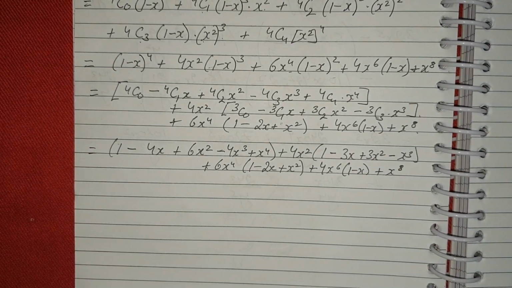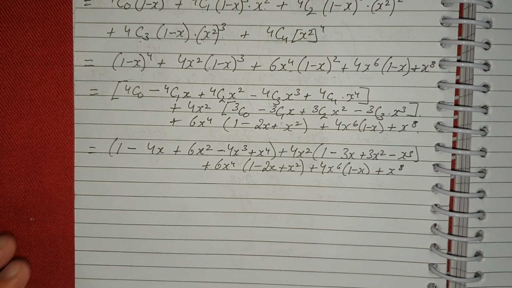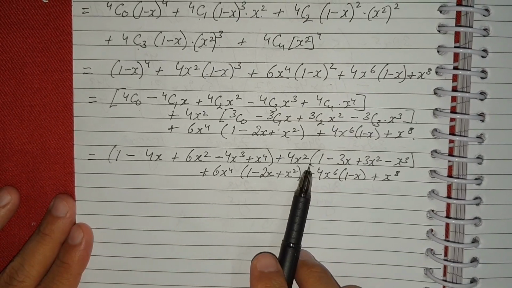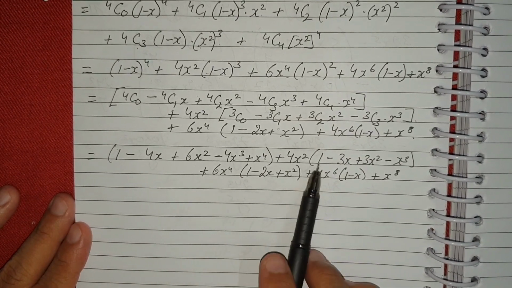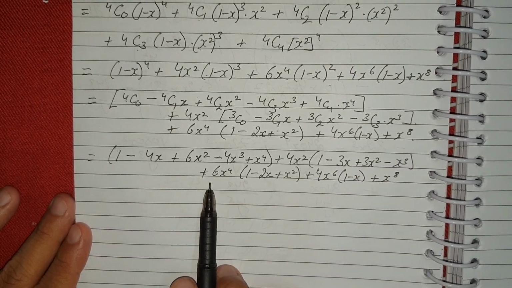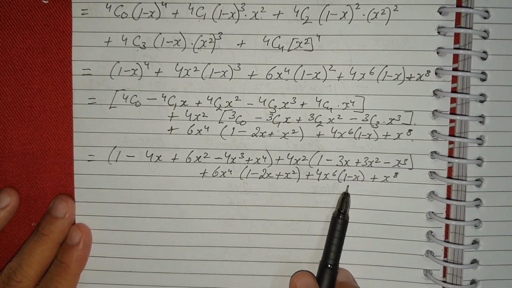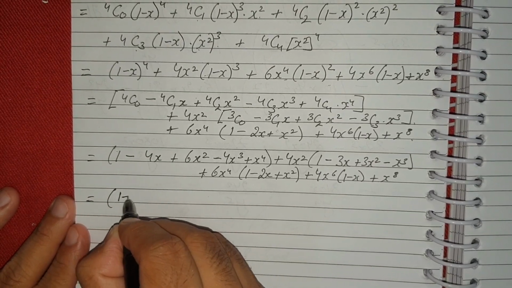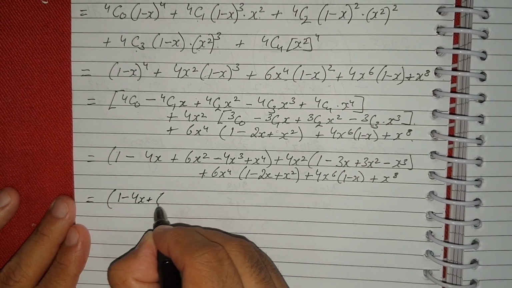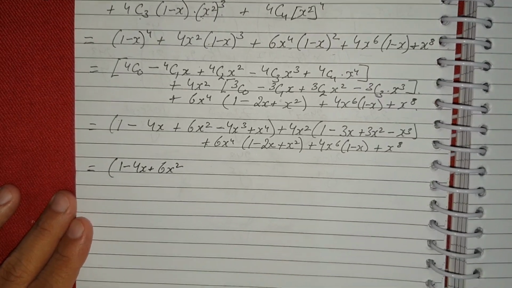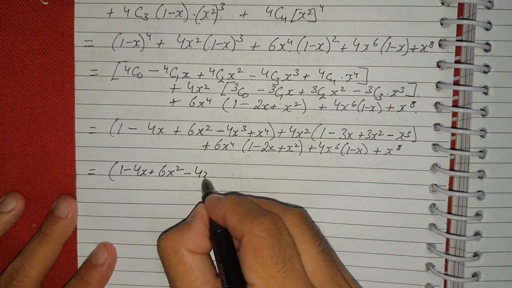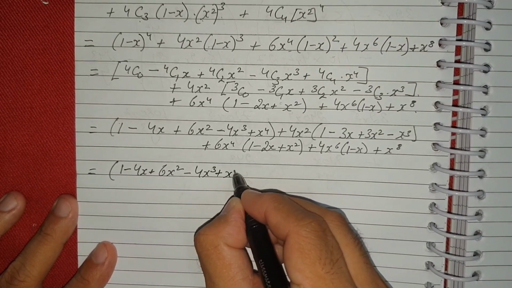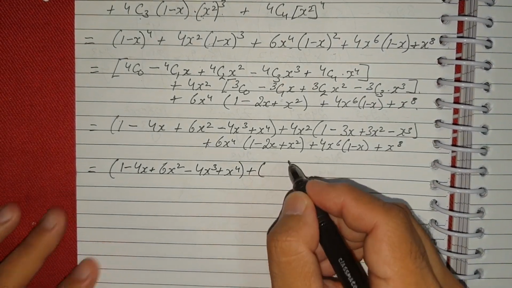Okay. Now what we'll do is that we will start opening the bracket. So now this is all multiplied with 4x square. This is to be multiplied with 6x to the power 4. This is 4x to the power 6. This. So this will remain the same: 1 minus 4x plus 6x square minus 4x cube plus x to the power 4, plus in bracket.